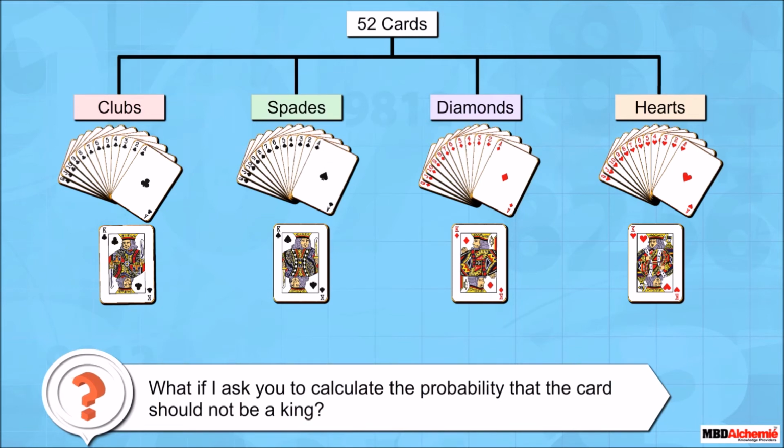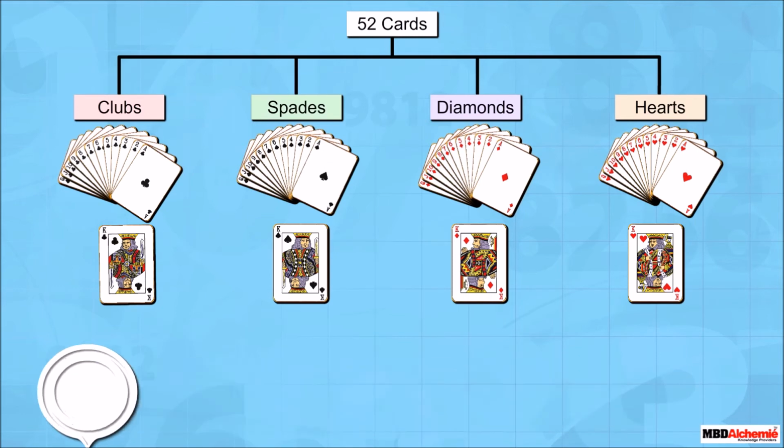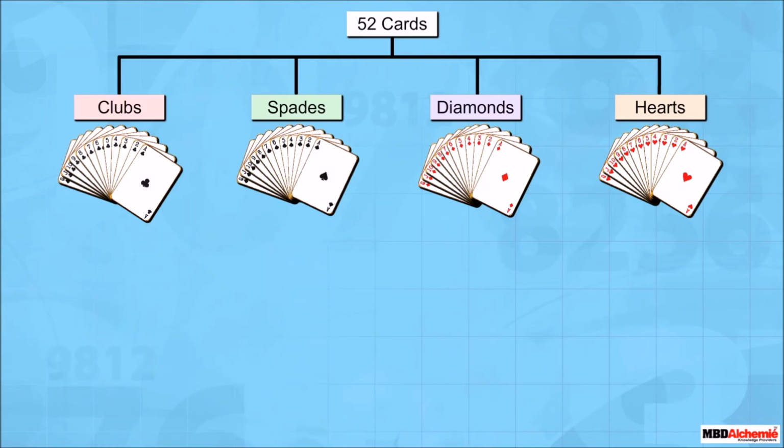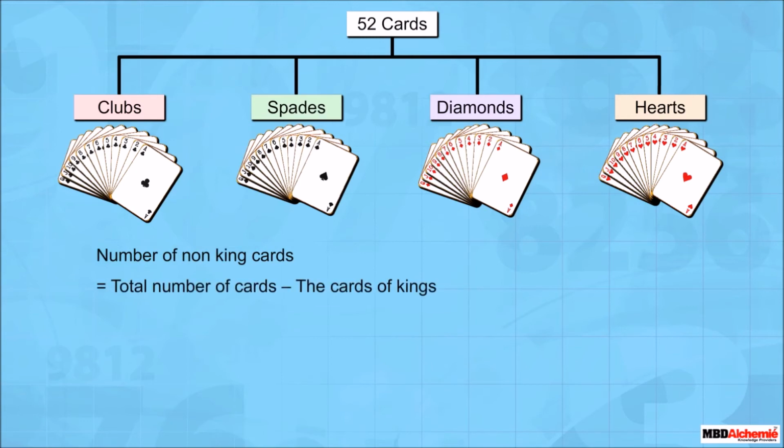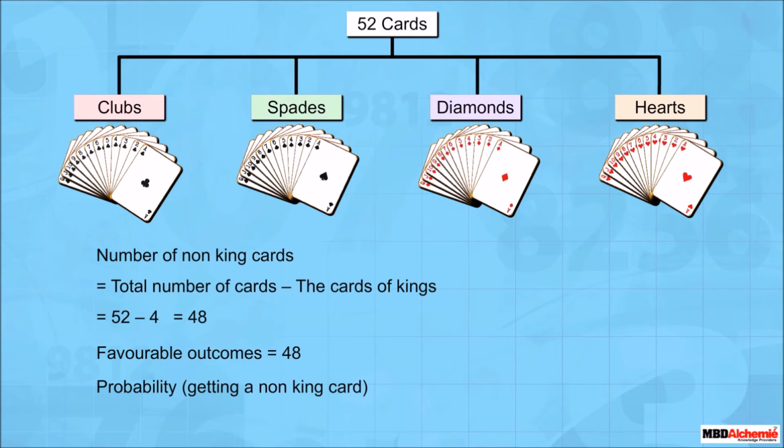Next, what if I ask you to calculate the probability that the card should not be a king? Then what will you do? As we have seen that the total number of cards of kings is 4. Therefore, the non-king cards will be the difference of the total number of cards and the cards of kings, that is 48. Here, the favorable outcomes are 48. Thus, the required probability of getting a non-king card is 48 upon 52. On simplifying, it gives a fraction of 12 upon 13, which is the required probability of getting a non-king card.